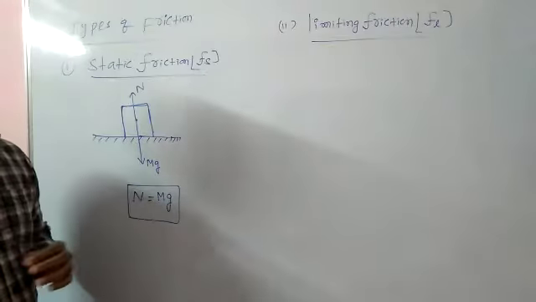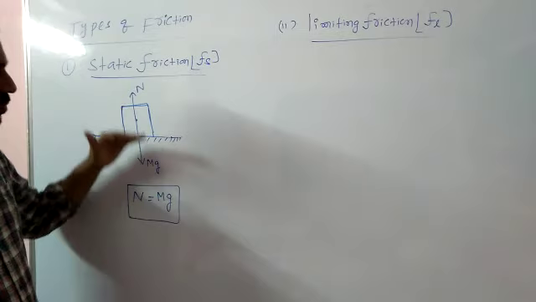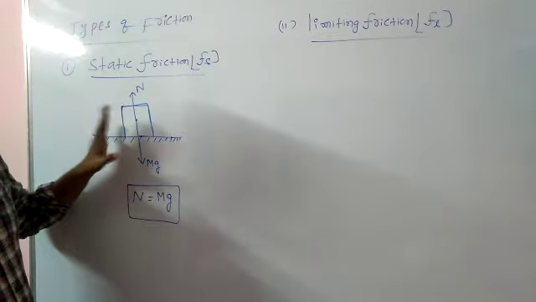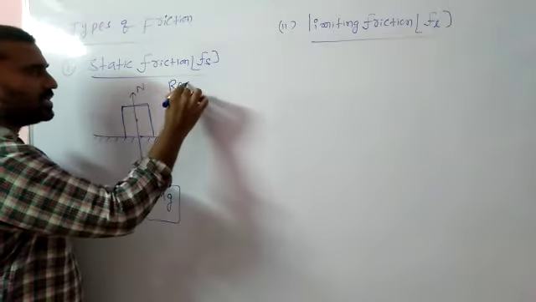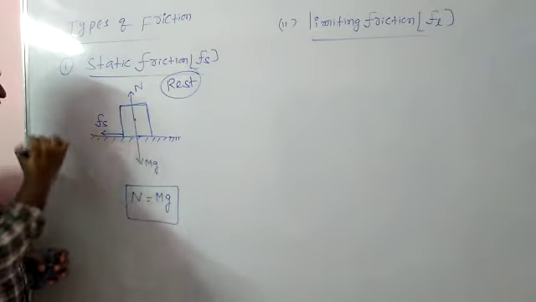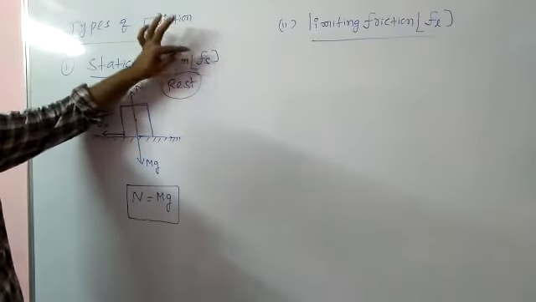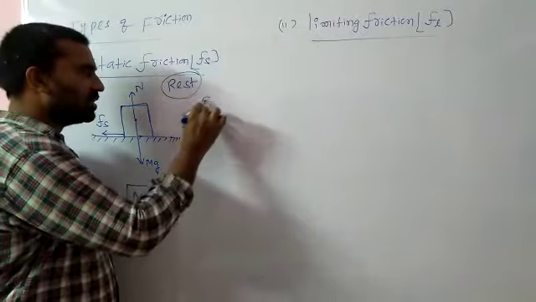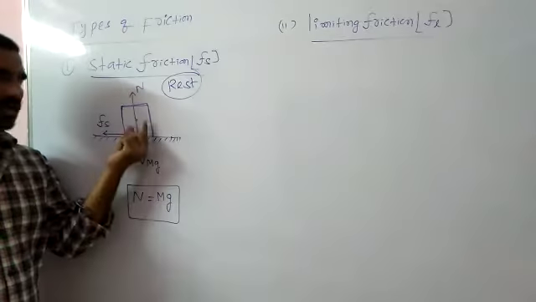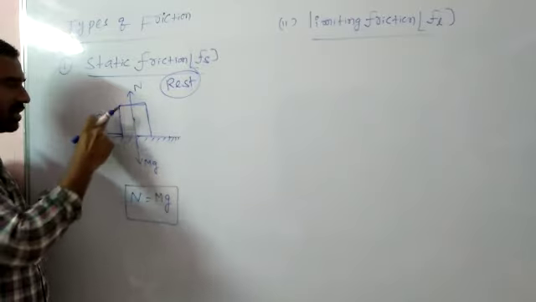Now what is static friction? Whenever the block is at rest on the ground, the frictional force between the block and the contacting surface, the ground, is called static friction. Static friction is represented by F suffix S, Fs. Whenever a block is on the ground, the frictional force present between the block and the ground is called static frictional force.